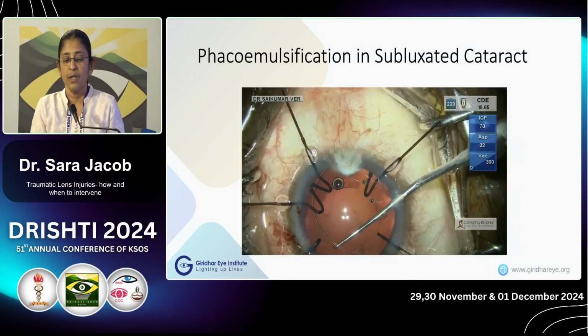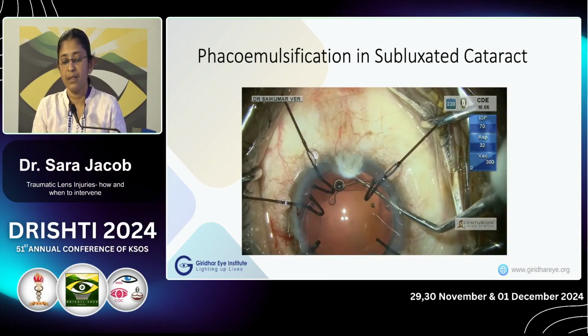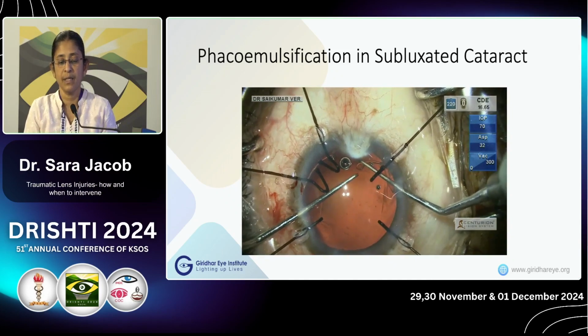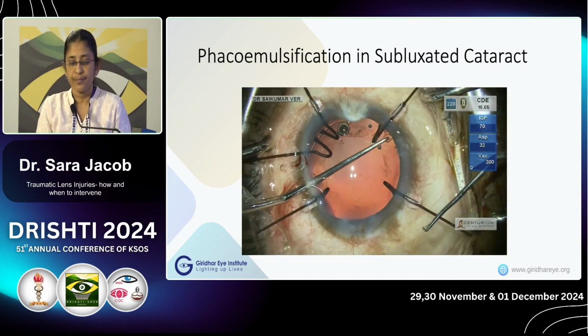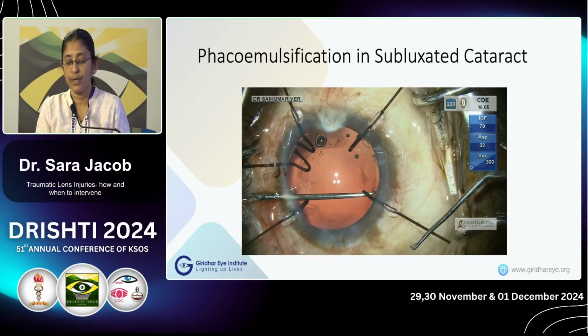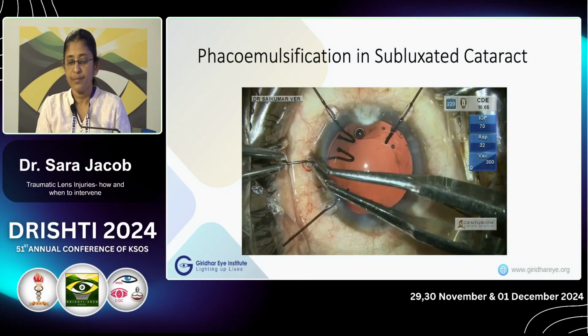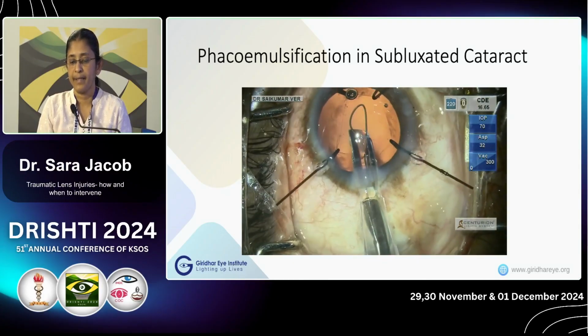AC collapse. CTR is inserted and dialed so that the closed part of the CTR gives maximum support to the area where zonular dialysis is. The CTR is being dialed to the area of zonular dialysis. And a 3-piece IOL is injected into the bag.